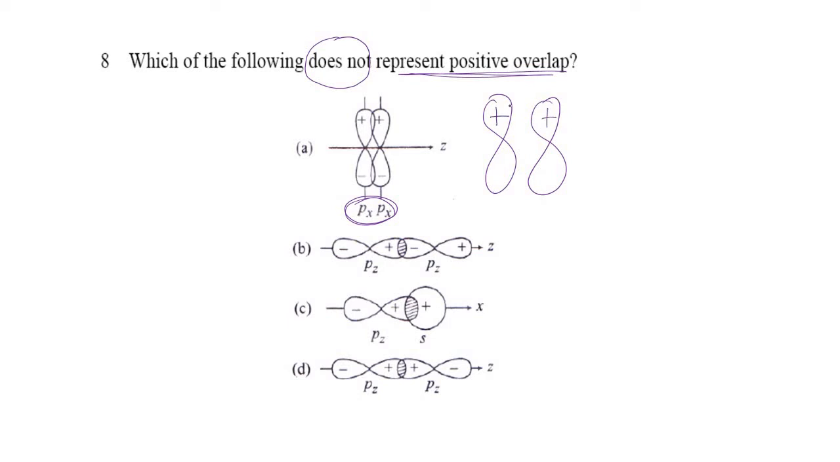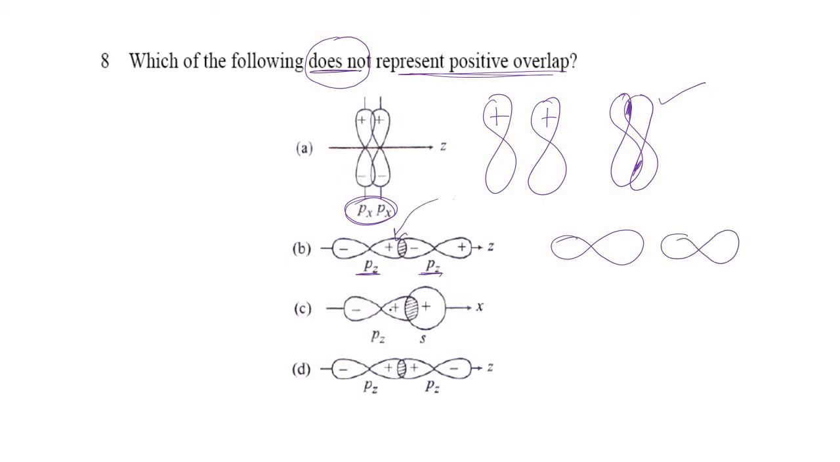So if they overlap laterally in this manner, then a bond is formed, and that bond is called a pi bond. So this is a correct positive overlap, but they are asking which does not. So leave this. Second one, option B, here it is along the z axis, a p orbital present along the z axis, and this is another p along the z axis. And you see here, this lobe is carrying a positive sign, and this lobe is carrying a negative sign. So this is called a negative overlap. Therefore this does not represent a positive overlap.